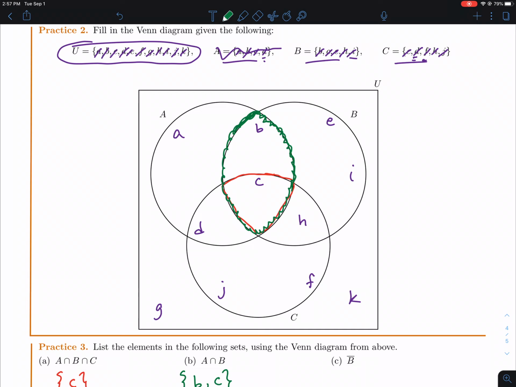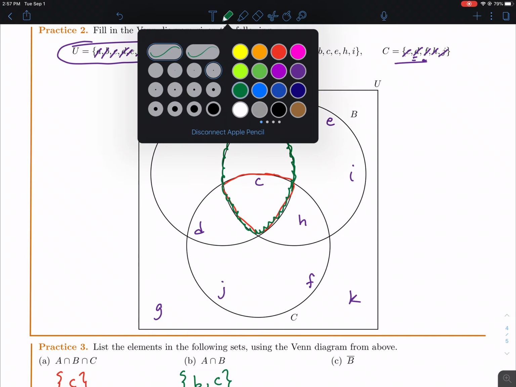Now we're looking at B complement. If you remember from what we did before, B complement is everything that's not in B. If you go back up and look at what B looked like, we know B contains B, C, E, H, and I. So B complement is going to contain all the letters that aren't in that list. That's one way you could do it when you have a list like this.